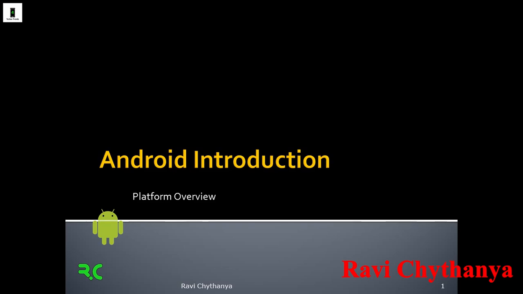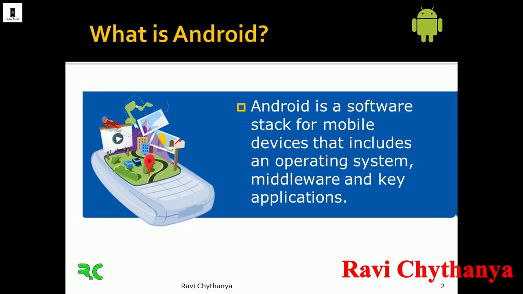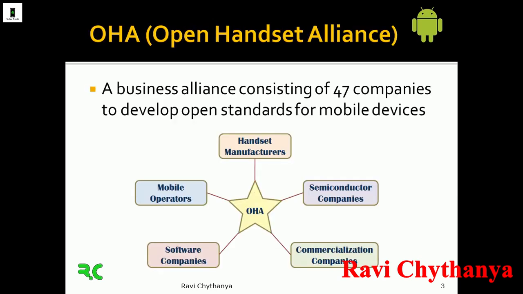So what is meant by Android? Android is a software stack for mobile devices that includes an operating system, middleware, and key applications. It was developed by a business alliance called the Open Handset Alliance, which consists of 47 companies like handset manufacturers, semiconductor companies, commercialization companies, software companies, as well as mobile operators.